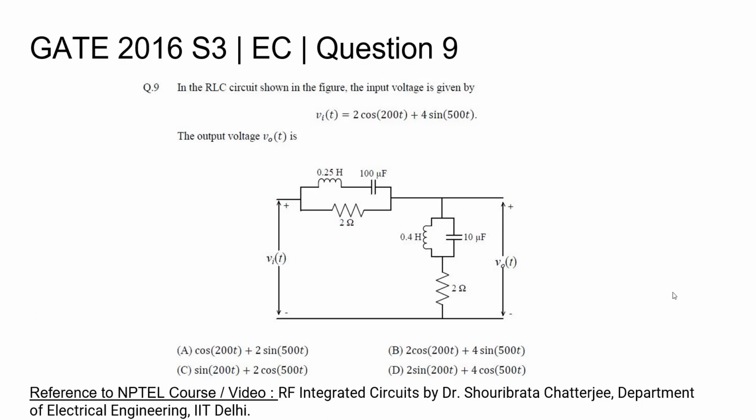Question 9. Electronics and Communication Engineering, GATE 2016 Set 3. In the RLC circuit shown in the figure, the input voltage is given by Vi(t) = 2 cos 200t + 4 sin 500t. The output voltage V0 is dash. 4 options are given to us.